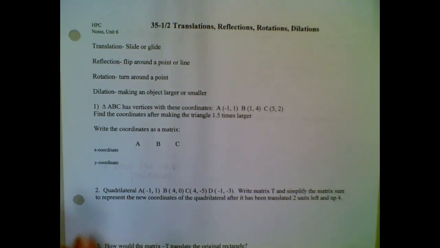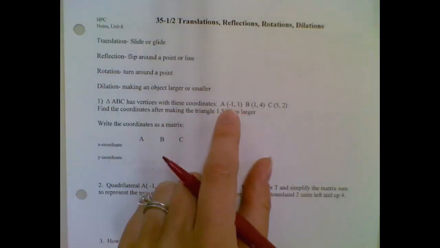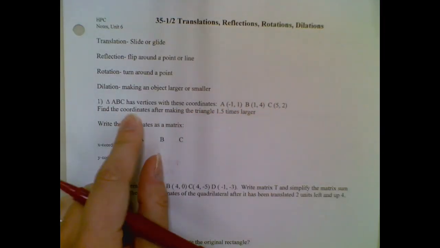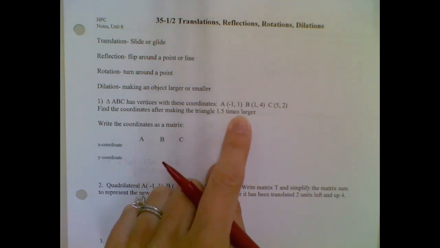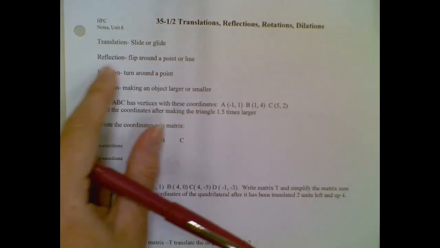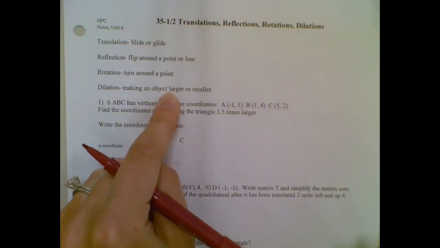Okay? So let's go ahead and look at example number 1. We have triangle ABC. It has vertices with these coordinates, A, B, and C, and we're going to find the coordinates after making the triangle 1.5 times larger. Okay? So looking at these, that would be a dilation because we're making the object larger.